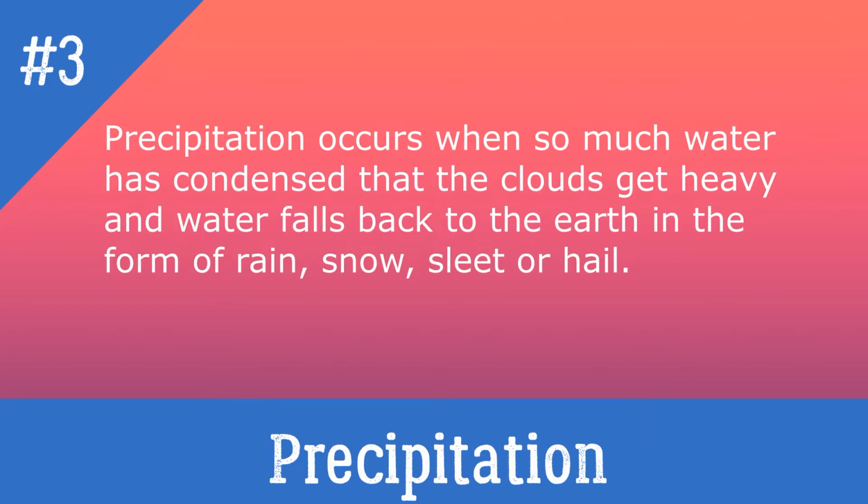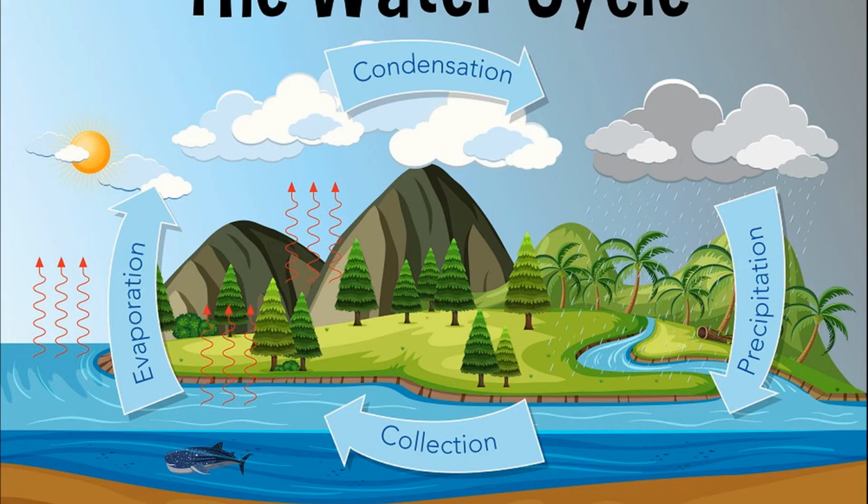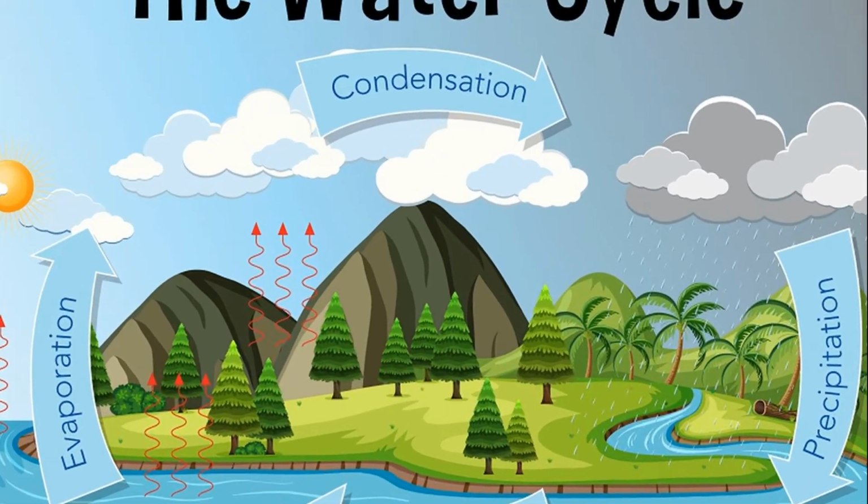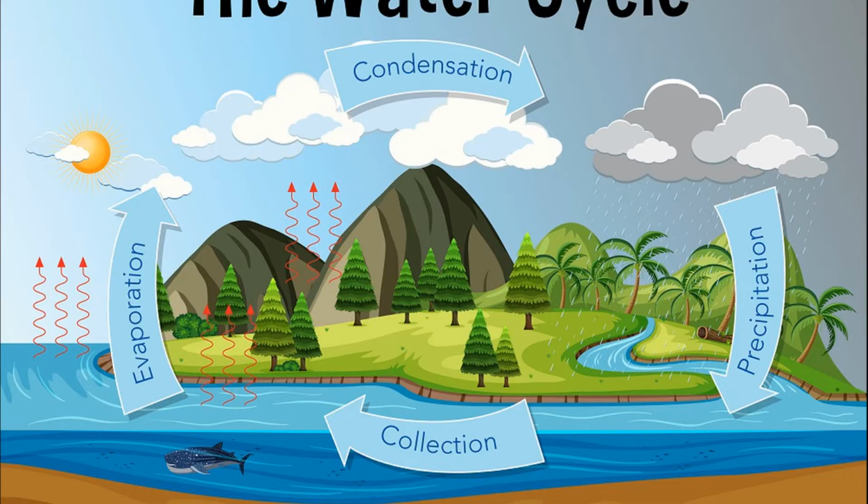So after the water has condensed, more water will be coming in as it's evaporating. So when the water gets so much into that cloud, it gets heavy, and then water starts coming back down to the earth, which we know as rain most of the time, snow in some parts of the world, sleet also in some parts of the world, and hail in some parts of the world. So in the same diagram here, we can see the rain, precipitation occurring from the cloud.